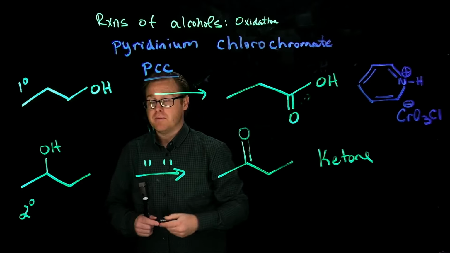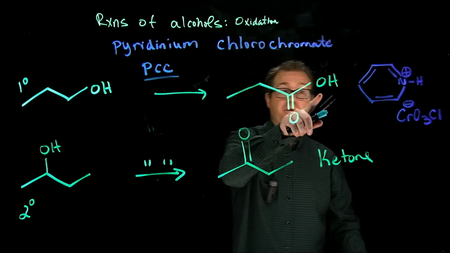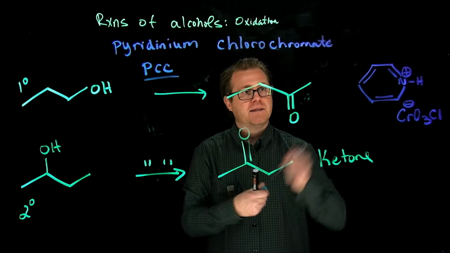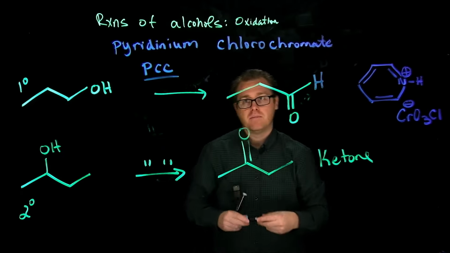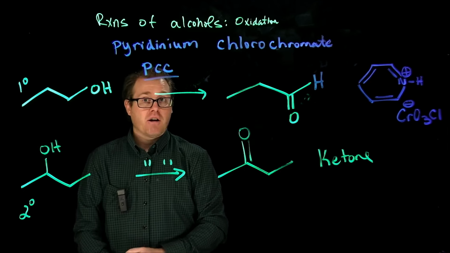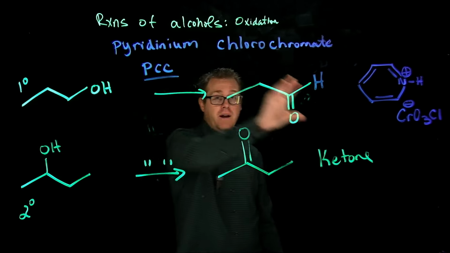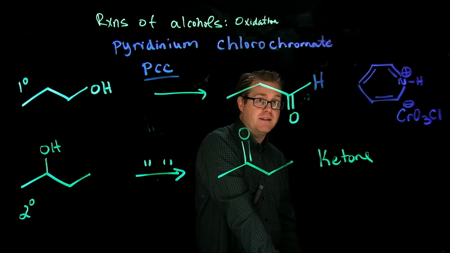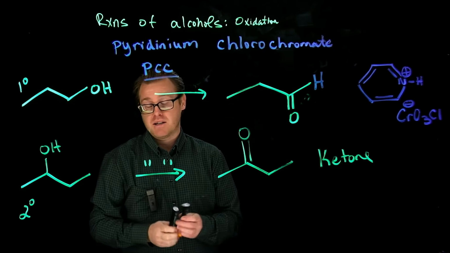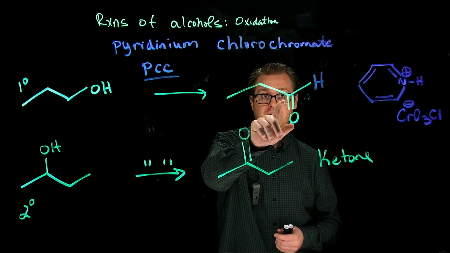When we take a primary alcohol and treat it with PCC, we do not generate the carboxylic acid. What we generate is the aldehyde. So the chromic acid is a stronger oxidizing agent. It takes the primary alcohol and goes all the way to the carboxylic acid. It's more oxidized. However, PCC is not as strong as an oxidizing agent because it stops at the aldehyde.